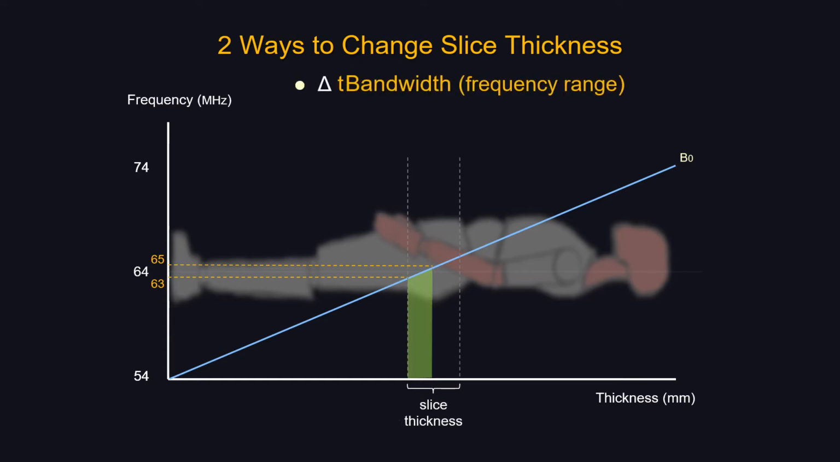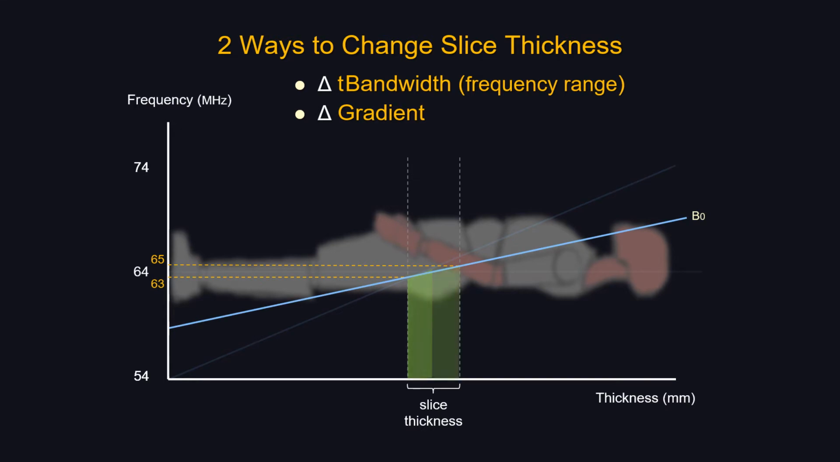So if you increase the range of frequency, if you double your bandwidth, you could double your slice thickness. What if you don't want to do that? What if you want to keep the same bandwidth? Another way you can do is change your gradient. If you make the gradient less steep, then you increase slice thickness also.